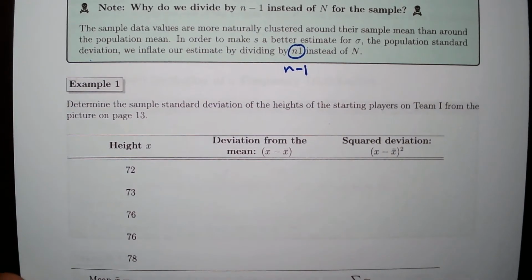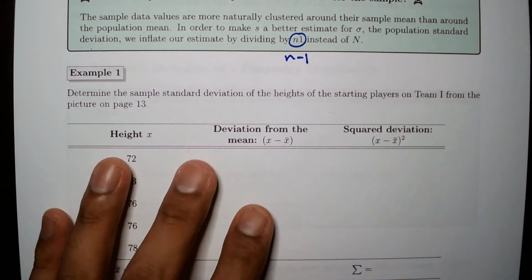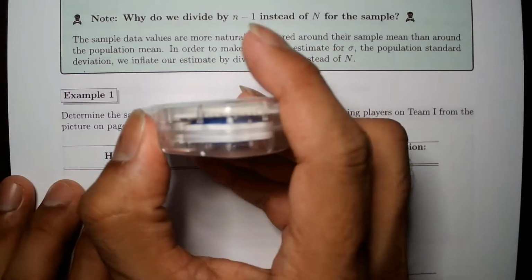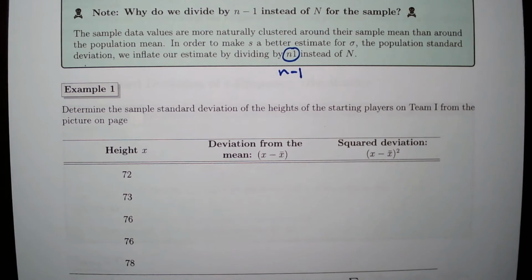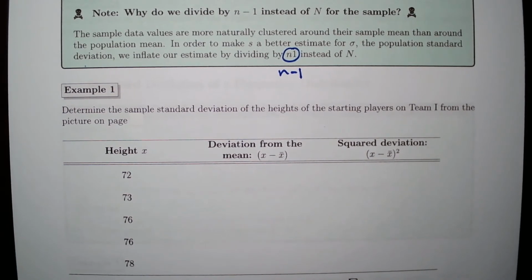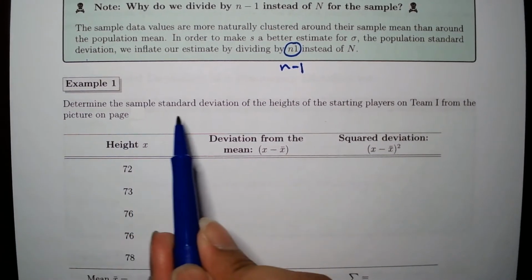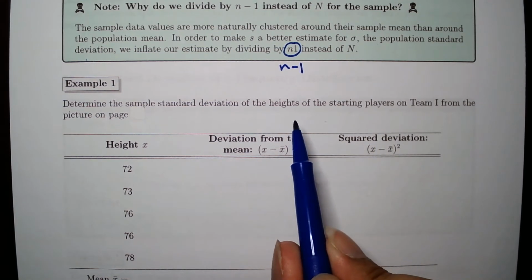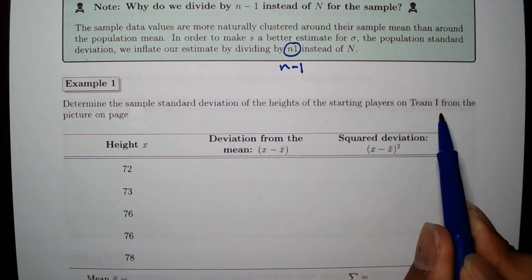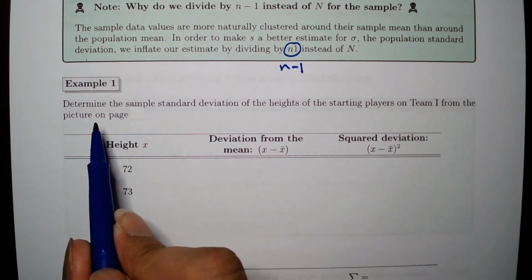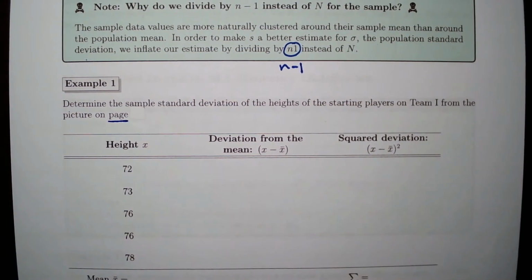All right, so let's actually do one example. In this example, I'm going to show you how to find the standard deviation the long way using the formula, and in another video I'm going to show you how to do it using the graphing calculator. So, determine the sample standard deviation of the height of the starting players on team 1 from the picture on the previous page. It should say the previous page. I thought I changed it, but anyway.